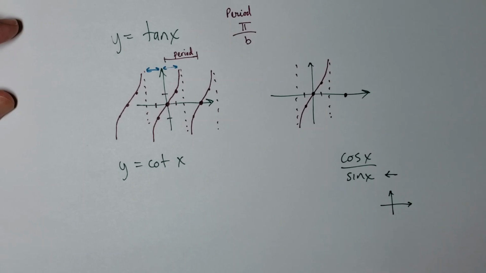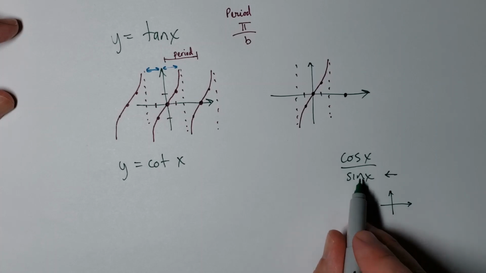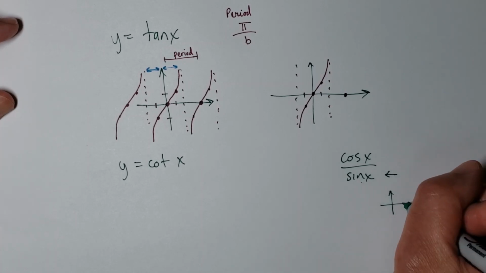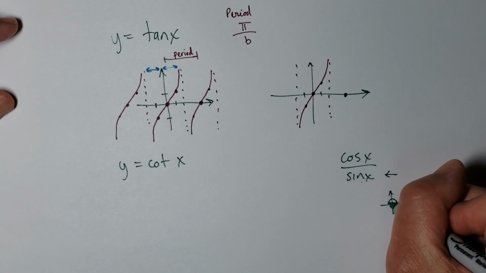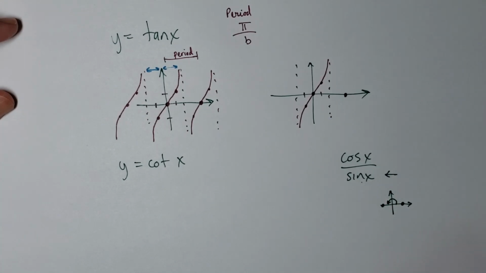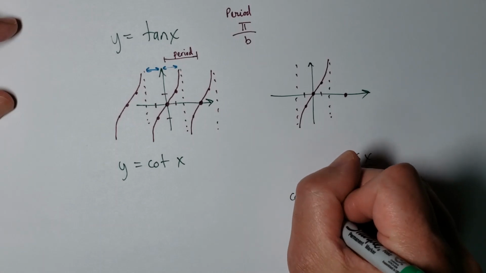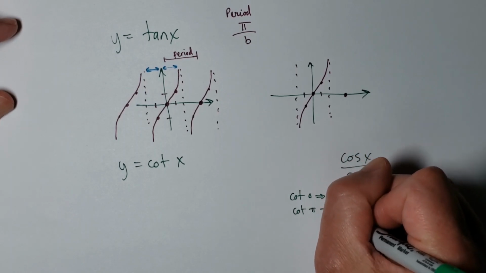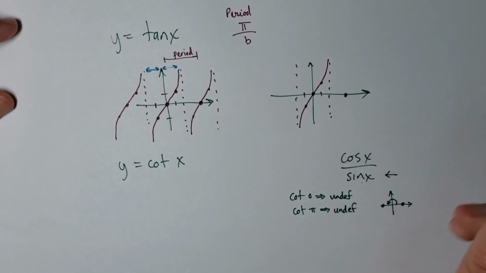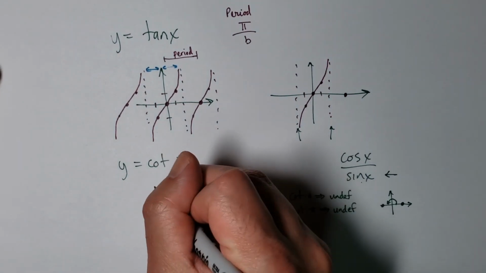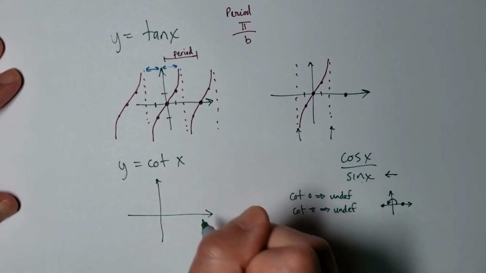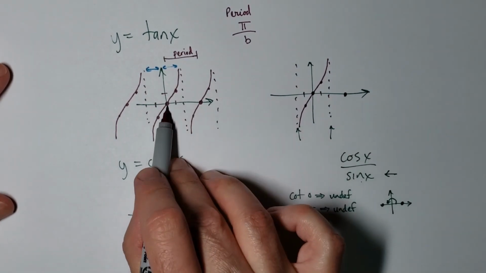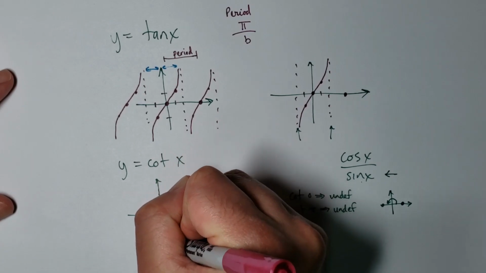Sine is the y coordinate. So as you're looking at the unit circle, when is the y coordinate going to be 0? That's going to happen at angle 0 and at angle pi. So cotangent of 0 is undefined, and cotangent of pi is undefined. And the undefined points are what determine where the asymptotes are. So when we go to draw cotangent, instead of starting at a center point, it starts on an asymptote.